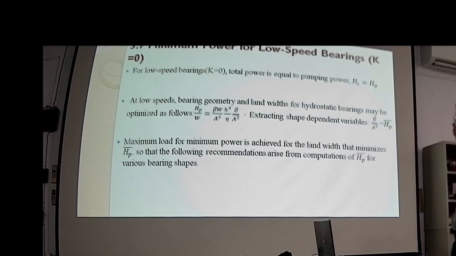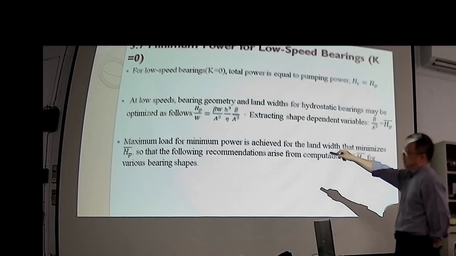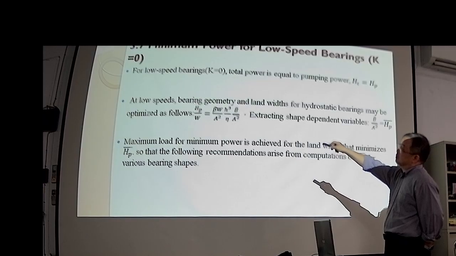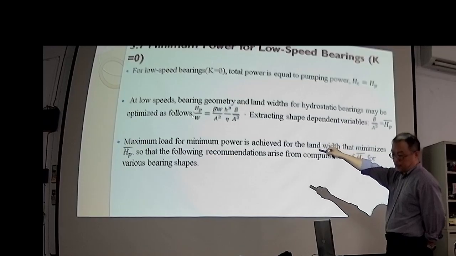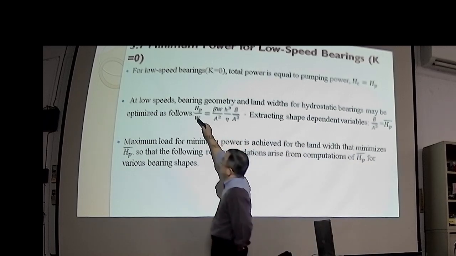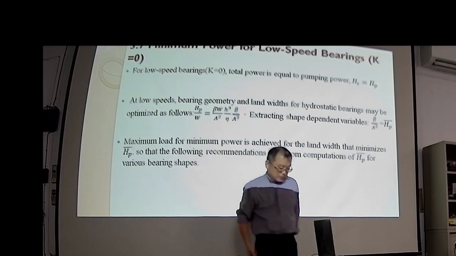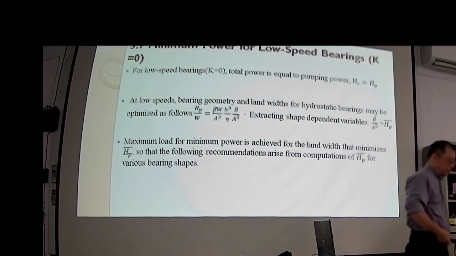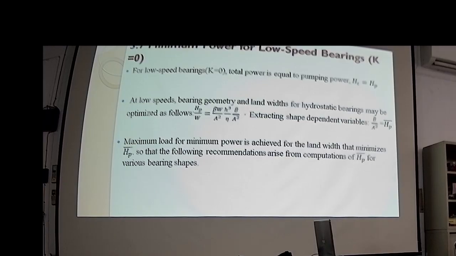One of the examples: you can design your bearing system for the minimum power and maximum load capacity. Okay. This load capacity is maximum, then this HP will be smaller because the W is the maximum. So this HP divided by W will be minimized. Okay. So this is one of the design criteria when you design your hydrostatic bearing.